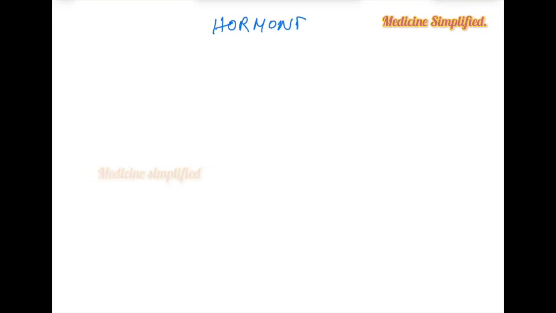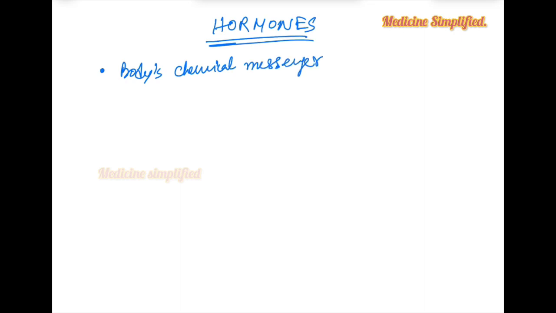Before starting the class, you are already acquainted with the term hormones, and you have been reading it from class 5 till now. So what is a hormone? We can say that a hormone is a chemical messenger. It acts away from its source, carried by the bloodstream to a different tissue or organ.